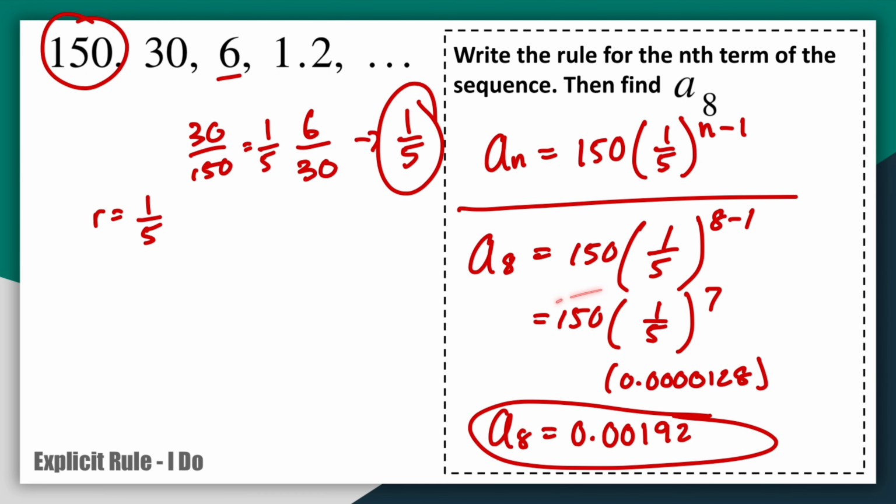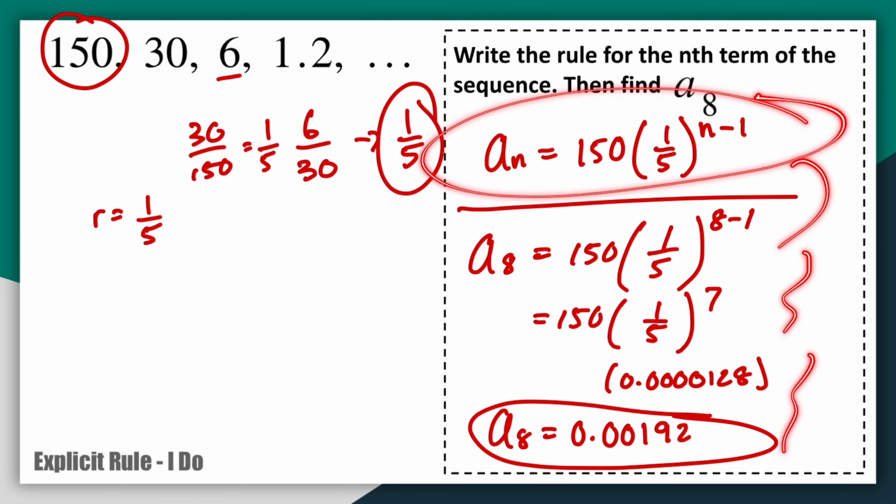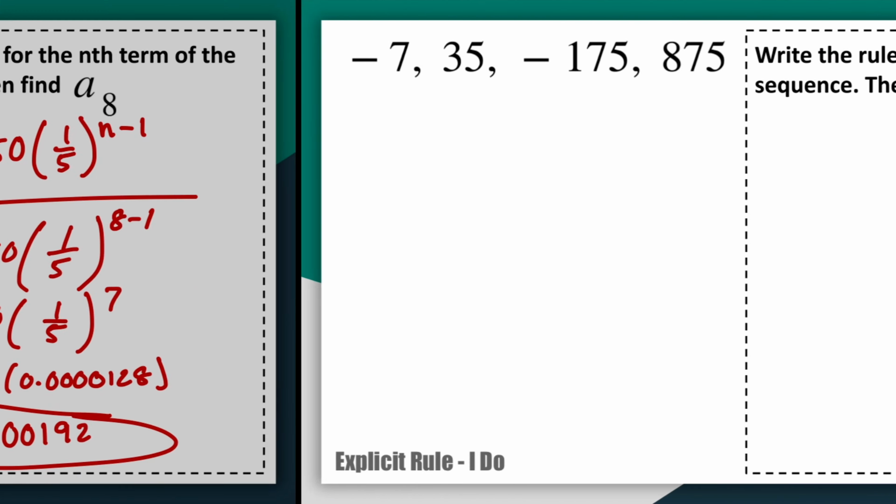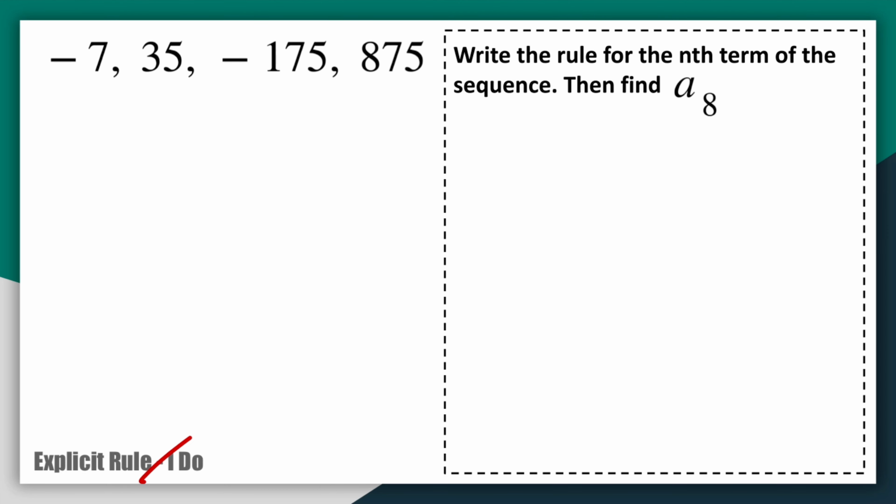We built our explicit rule, and then we plugged in to find the term. Now here is one for you to do. See if you can find that common ratio and find the 8th term. Good luck, give it a try, and then I'll go over it.